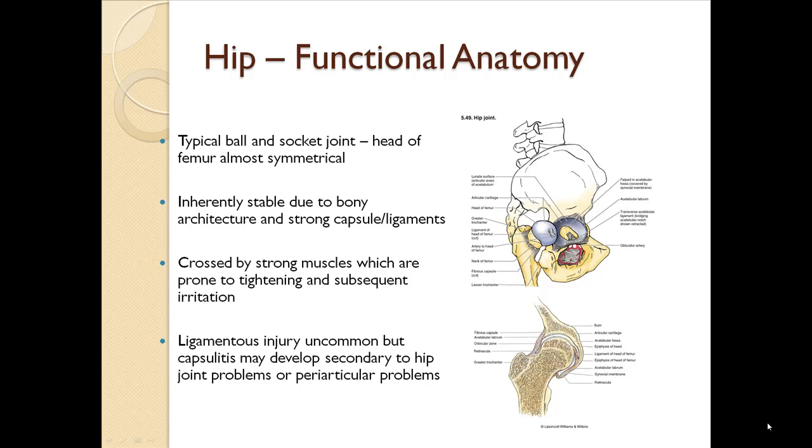The hip joint is inherently stable. It's a very stable structure, predominantly due to the bony architecture, but also as a result of extremely strong capsular and ligamentous structures. There are strong muscles across the hip joint, which are also subject to shrinking and tightening as a result of other secondary pathologies. Ligament injuries are very uncommon at the hip. Capsulitis may develop, but most of the problems that we see around the hip are joint problems or periarticular problems.